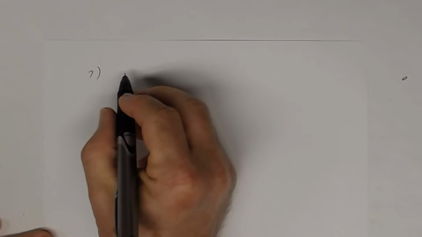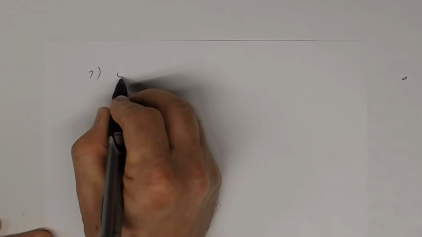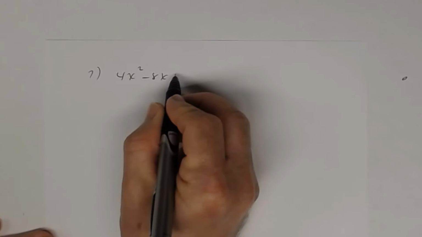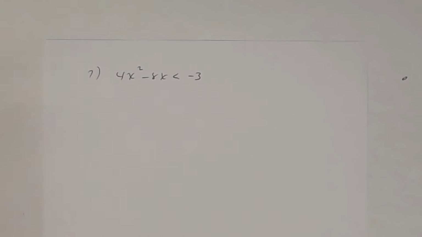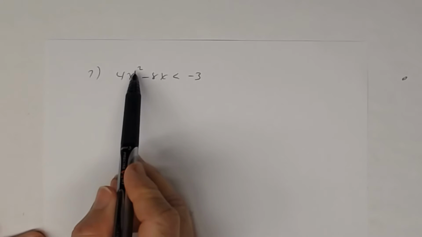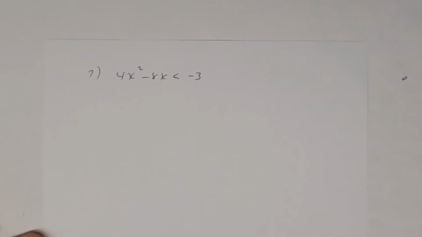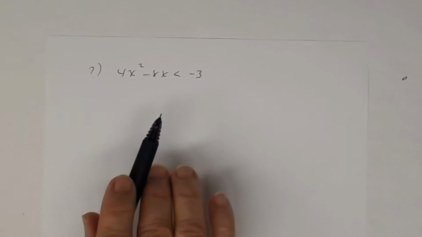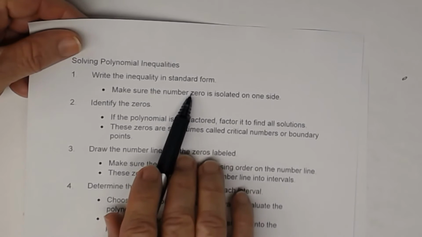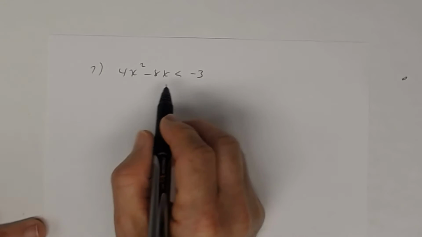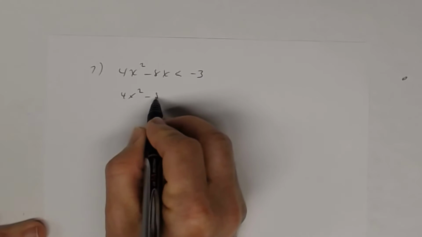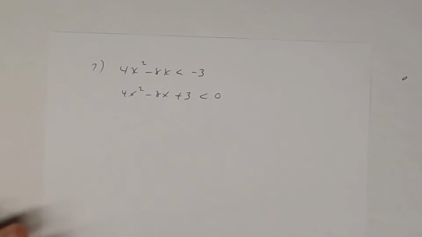So in number 7, we have 4x squared minus 8x is less than negative 3. So remember our steps. We want to solve this quadratic inequality. It is quadratic because of the x squared, and it is an inequality, the less than. But remember, it's not in standard form. The first step is that you have to have 0 on one side. So let's add 3 to both sides. So I get 4x squared minus 8x plus 3 is less than 0.